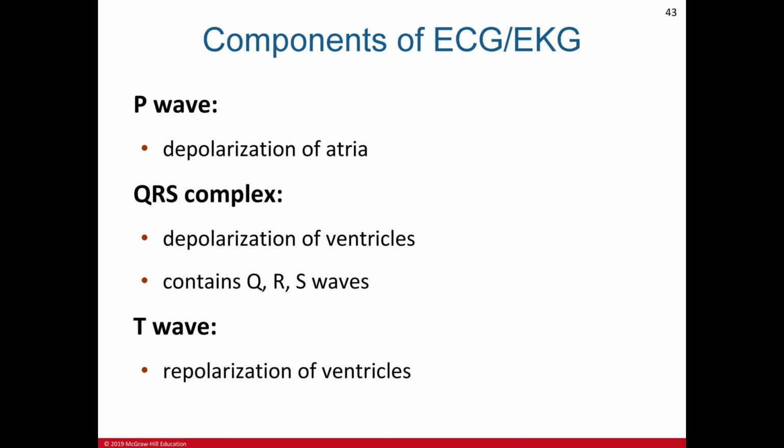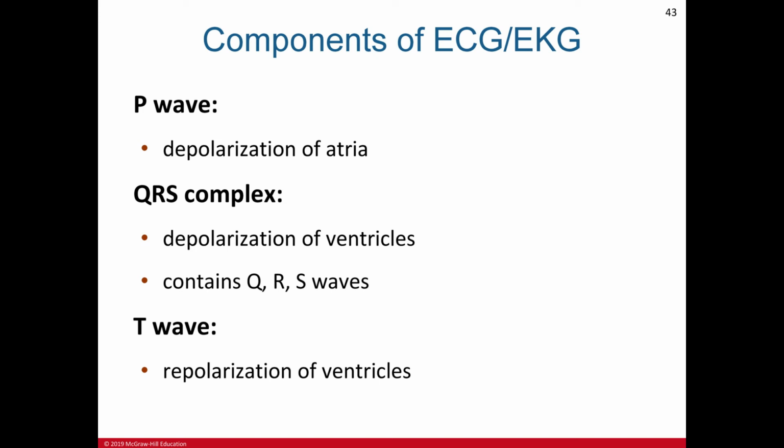The P wave results from the depolarization of the atrial myocardium, and the beginning of the P wave precedes the onset of an atrial contraction, meaning the blood pressure is on the atria and they will then contract so that the blood will be pushed to your ventricle.